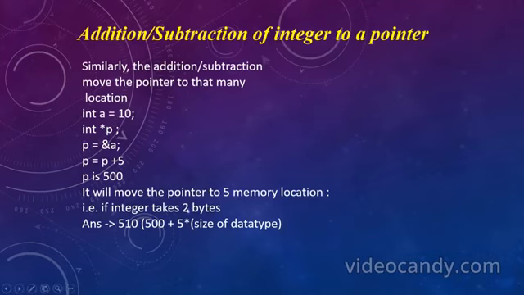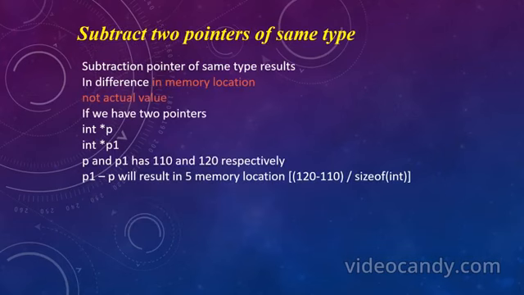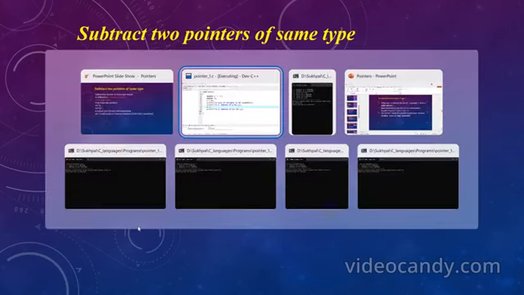I am adding 5 memory locations. If the integer takes 2 bytes, the 5 memory locations will be after 10, so the answer will be 510. If the integer takes 4 bytes, then the answer will be 520. So let's run this.